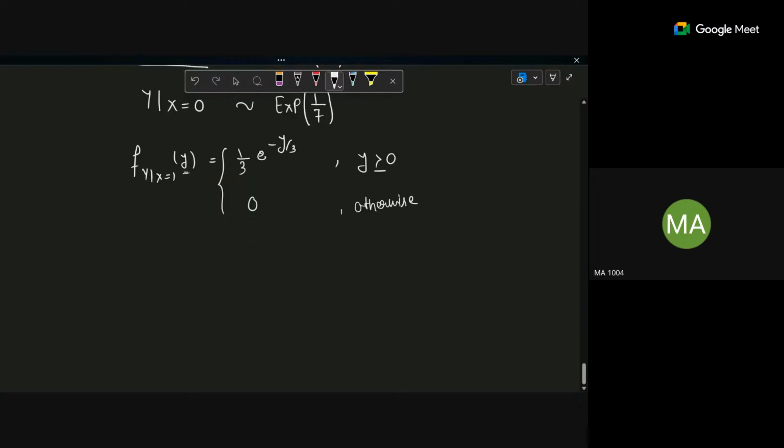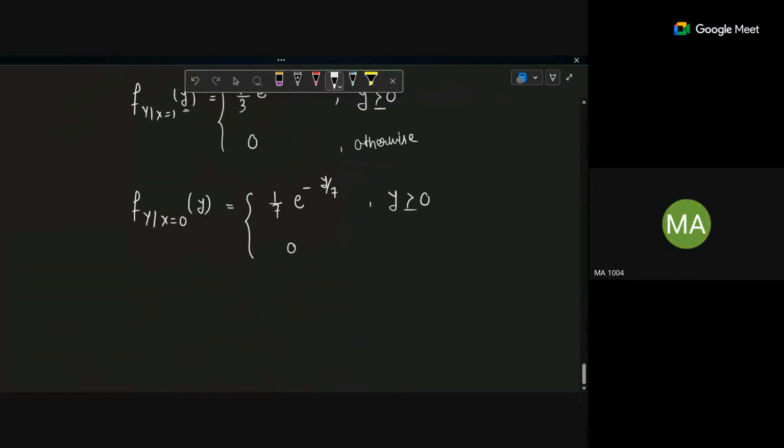And what about f of Y given X is equal to 0? So this is a PDF of a random variable which is following exponential distribution with lambda equal to 1 by 7, right? So the distribution for that will be 1 by 7 e to the power minus y by 7, and 0 otherwise. Fine. Is it okay with everyone?